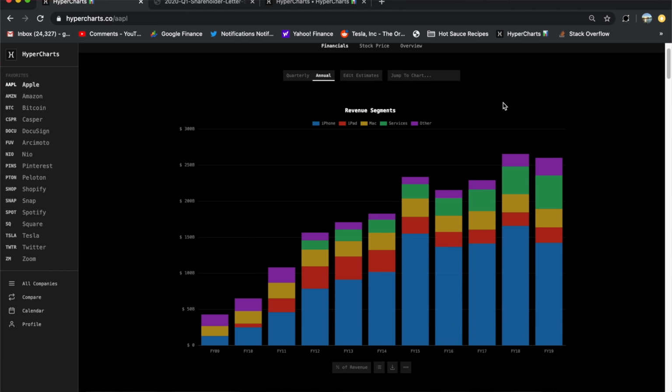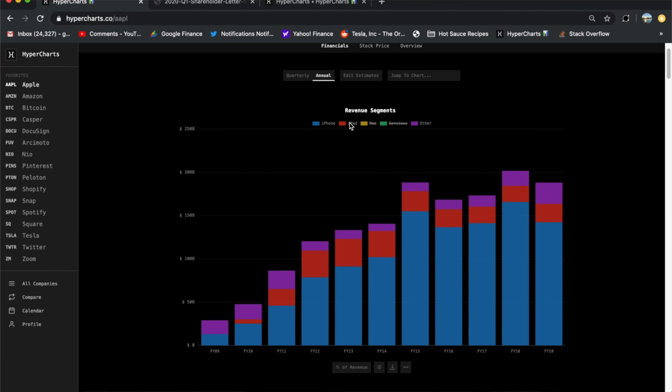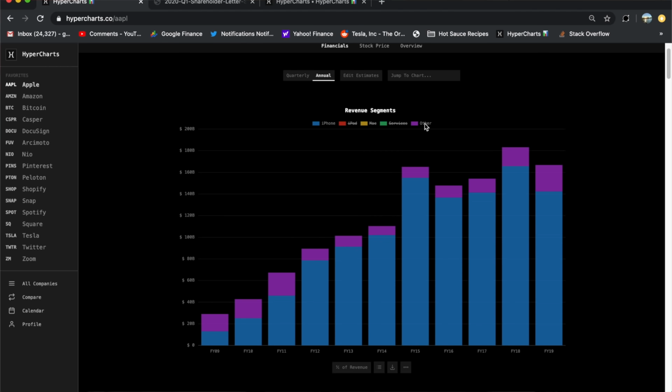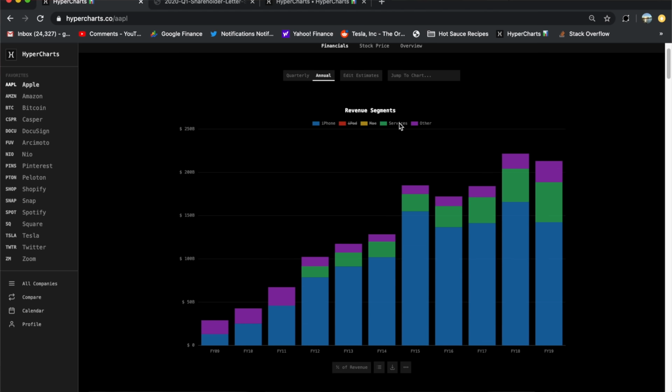Now, if we take out percentage of revenue, you can be like, well, the iPhone isn't looking too strong, kind of matured here and looking flat. But then when we throw in other, it looks stronger. Throw in services, it looks even stronger. And so Apple's been figuring out ways to monetize its business other than the iPhone, and that's where it's getting growth. And we can get all that insight from this chart on HyperCharts.